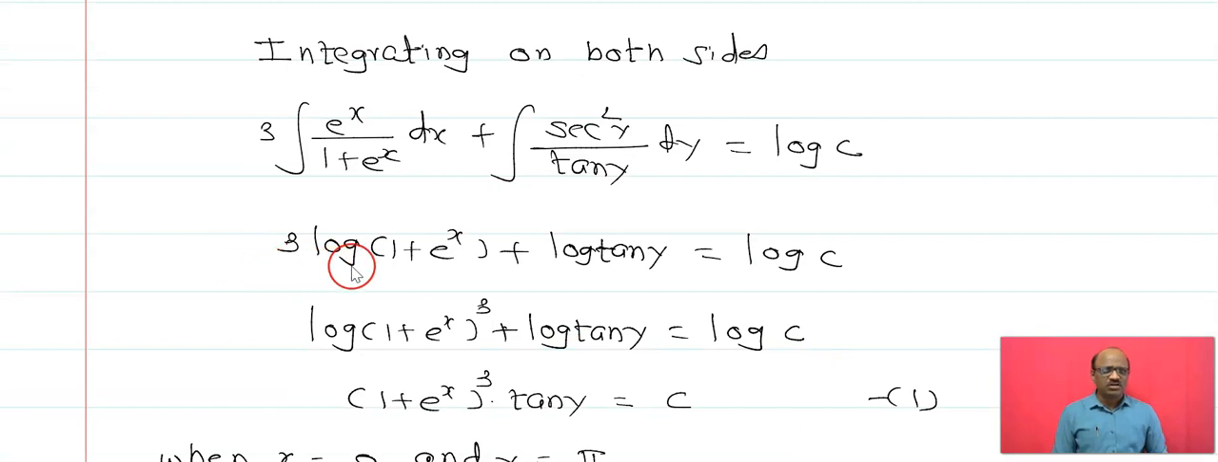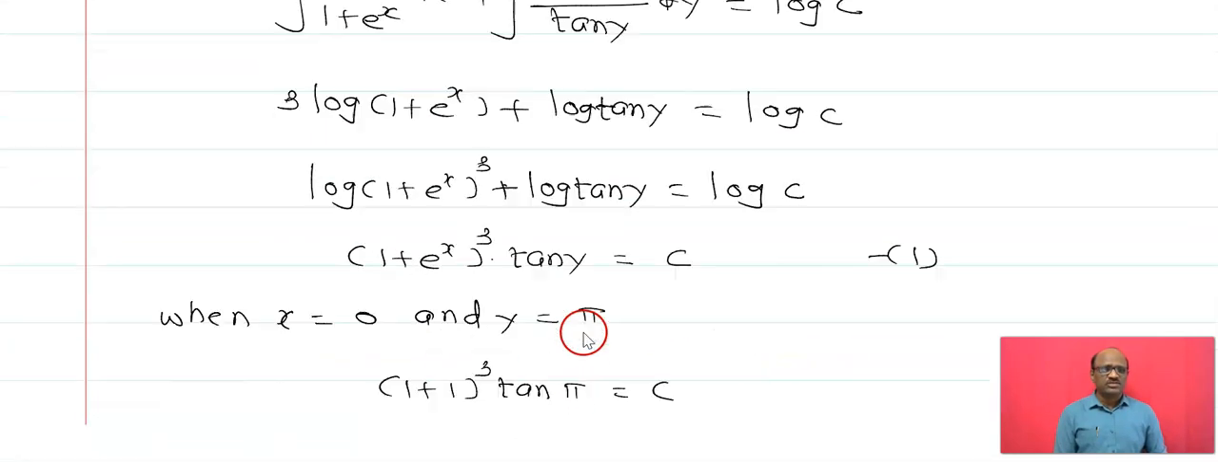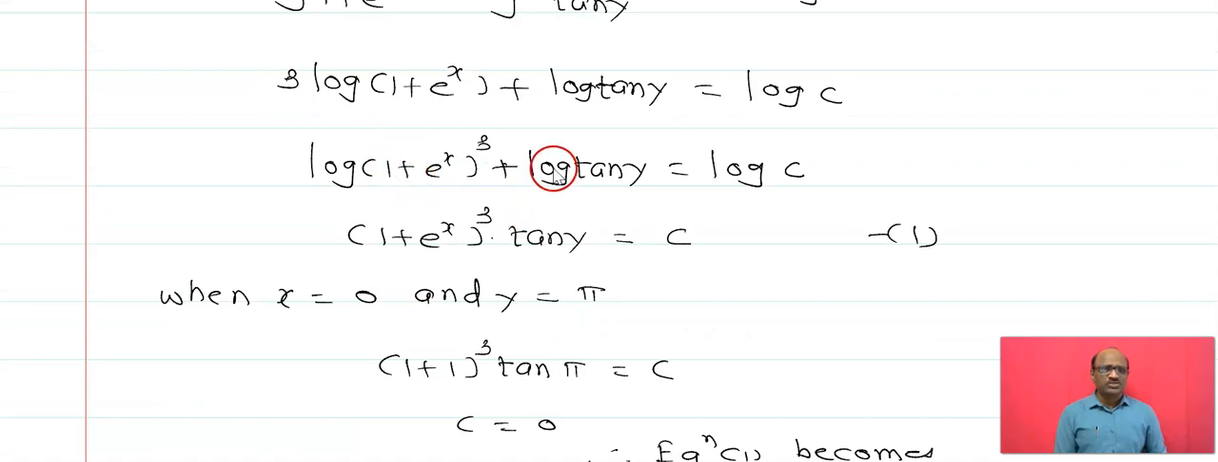Therefore, 3 log of (1 plus e raised to x) plus log of tan y equals log c. And here, by using the properties of the logarithm, that is m into log of n means log of n raised to m, we get log of (1 plus e raised to x) whole bracket raised to 3 plus log of tan y equals log c. Again, by using the properties of the log, the addition of these two logs means multiplication, and cancel the log terms on both sides, or take the antilog on both sides, then you will get (1 plus e raised to x) bracket cube into tan y equals c.